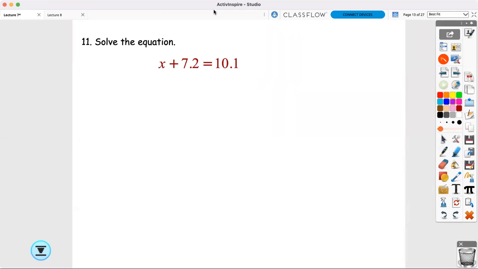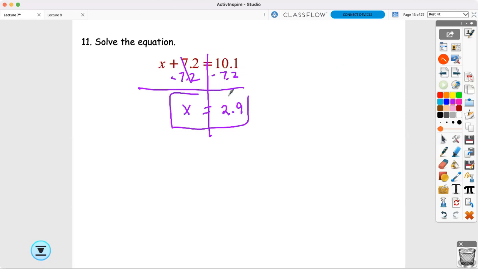All right, guys, so x plus 7.2 equals 10.1. How do we get x by itself, class? Would anyone like to share the step? Subtract 7.2 from itself and then 7.2 from 10.1. That is correct. So then this cancels out. We get x equals 10.1 minus 7.2, which I believe is 2.9. And we are done.